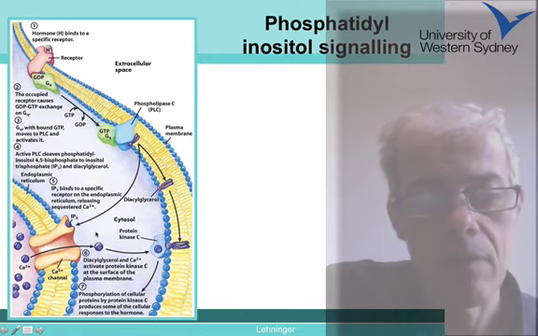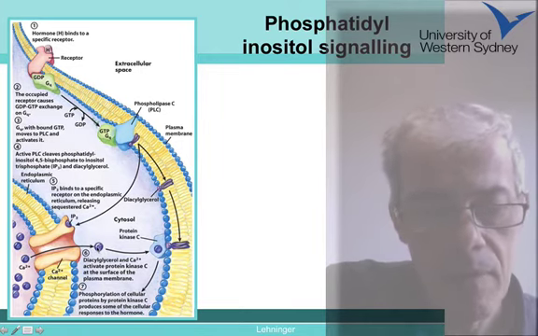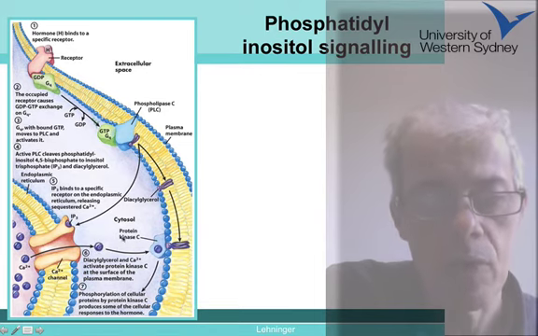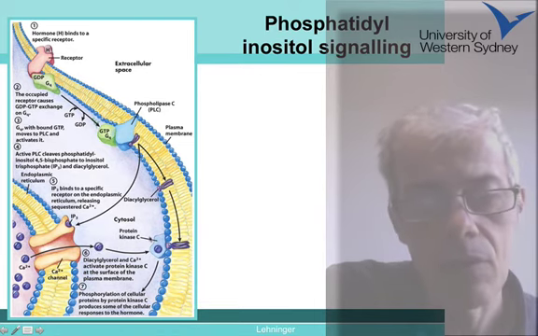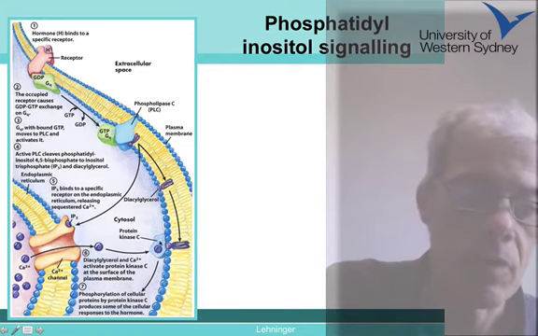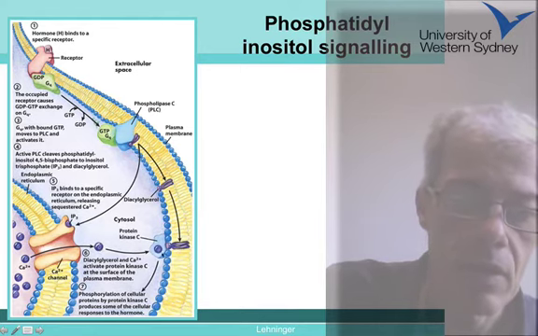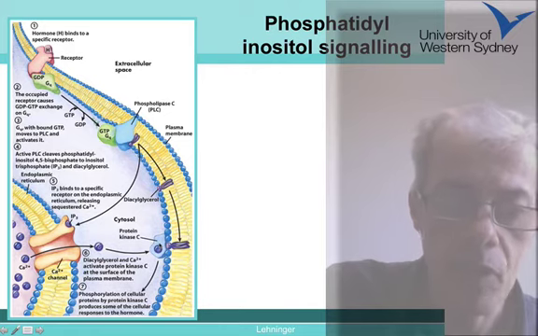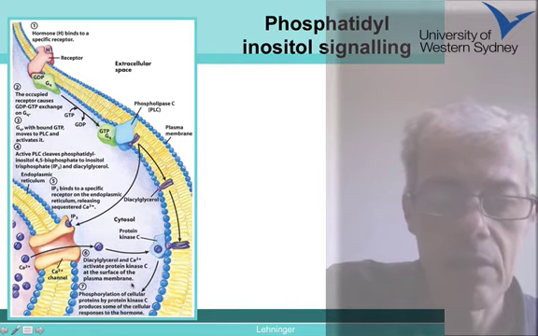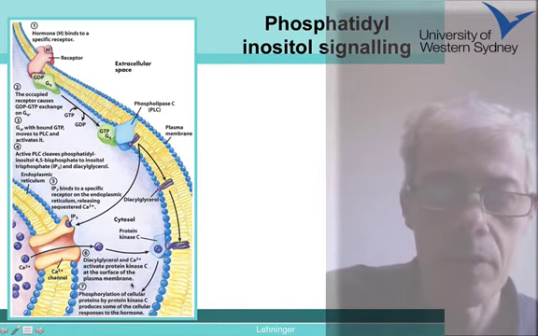And the sharp increase in the level of calcium ions leads to the activation of protein kinase C, and protein kinase C activation is helped by the diacylglycerol. So the diacylglycerol and the calcium ions combine to activate protein kinase C, which can then phosphorylate other cellular components.